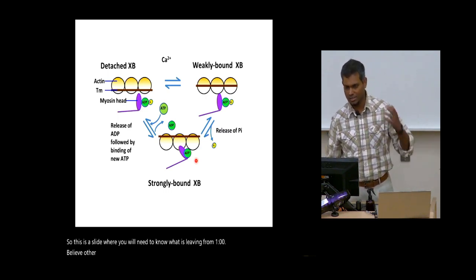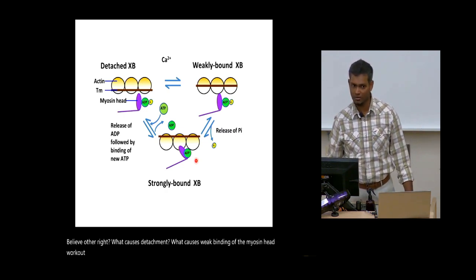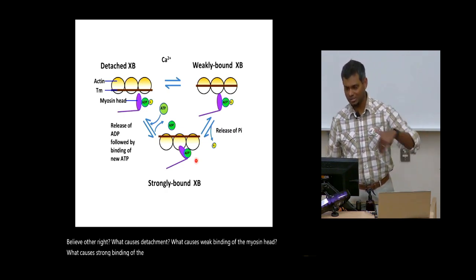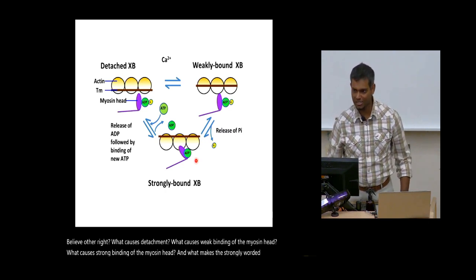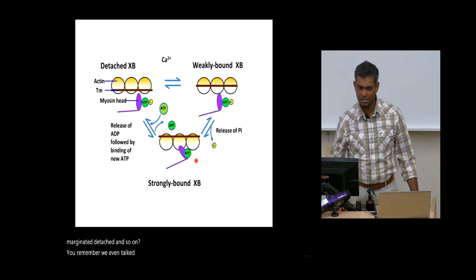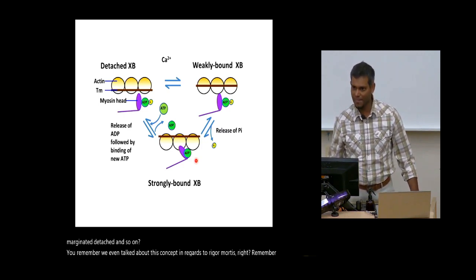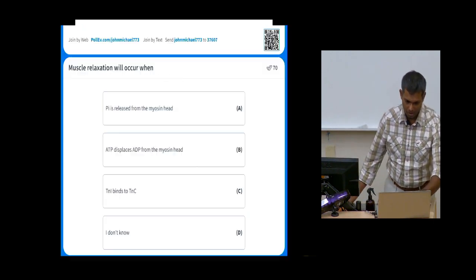What causes detachment, what causes weak binding of the myosin head, what causes strong binding of the myosin head, and what makes the strongly bound myosin head detach, and so on. You remember we even talked about this concept in regards to rigor mortis, right? You remember that? Okay, great.